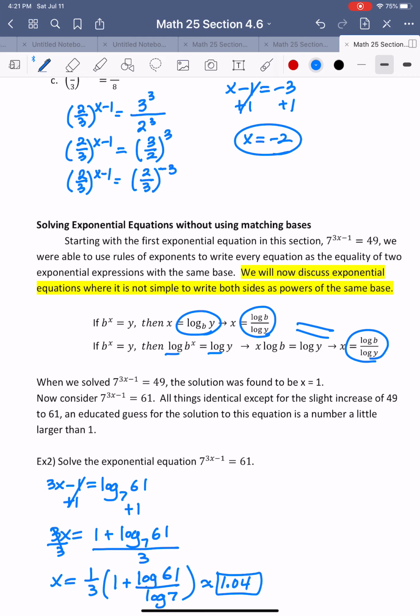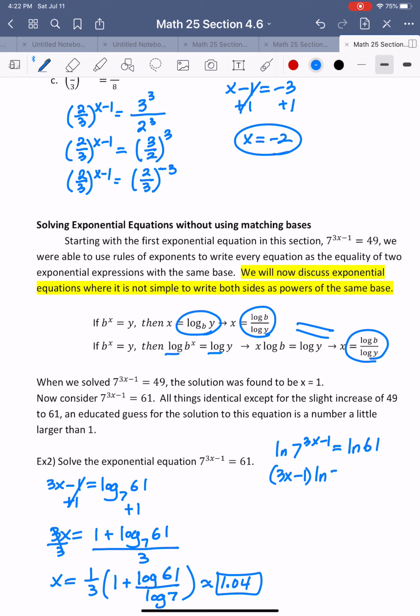Well, another way is you just need to put the ln on both sides. So ln of 7 to the 3x minus 1 equals ln of 61. Once you change it to that, you can pull out the 3x minus 1, but we didn't learn this rule yet. So the first one is actually the best way.